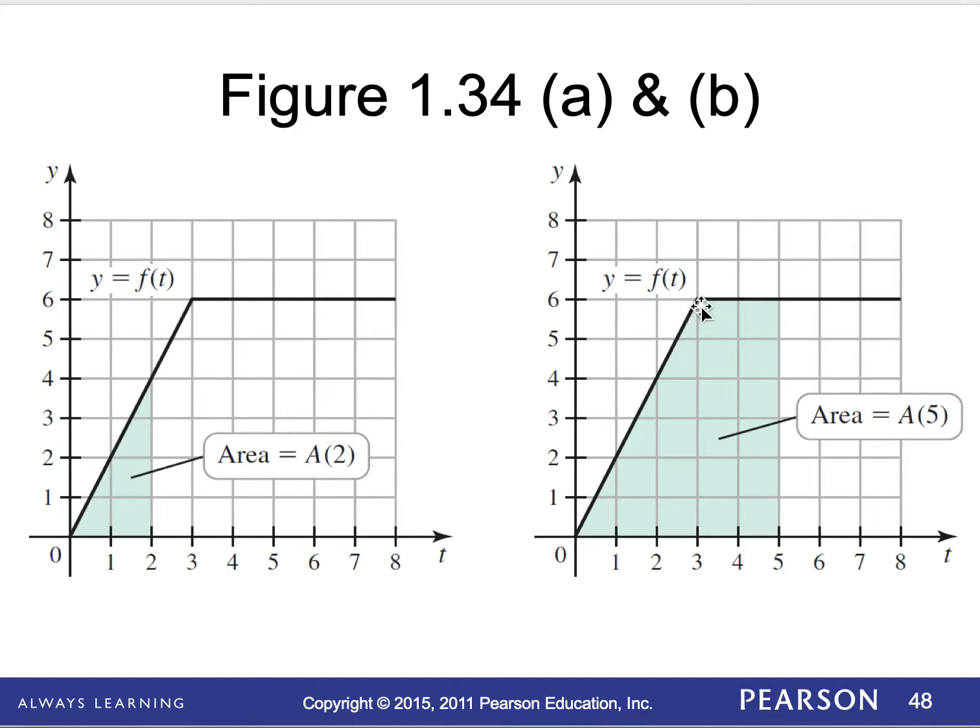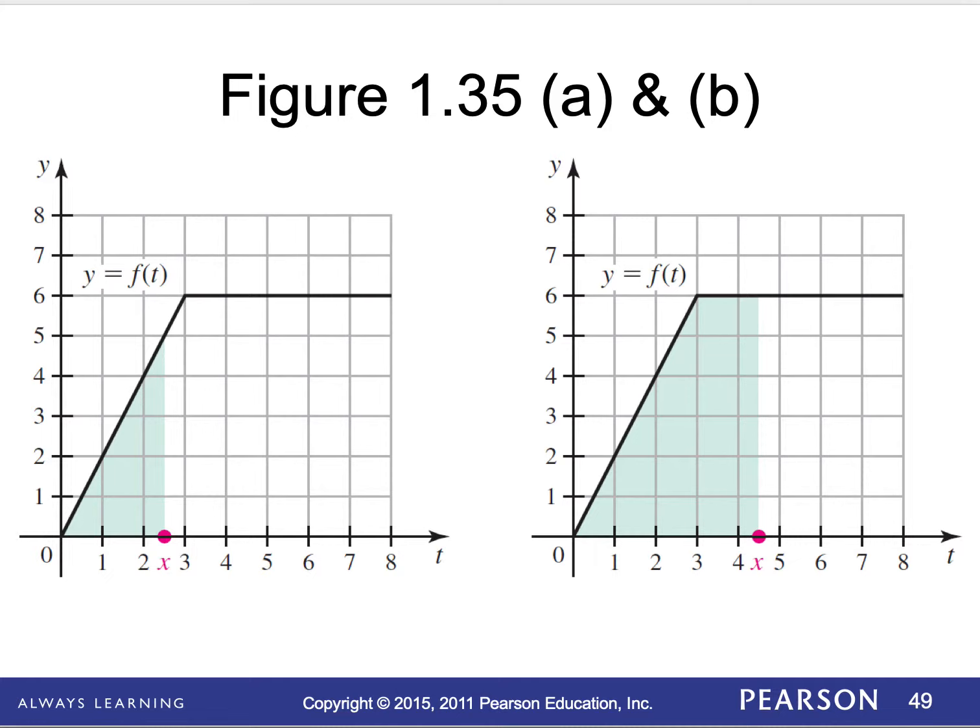Here, I could divide this into a rectangle. So I'd have this rectangle right here, and I would have this triangle. And I could add the area of those two figures together to find the area of 5. So this is a of 5, which means from 0 to 5, the area under the whole piece. I could divide it into two shapes. Again, here's another area figure. I'm trying to work with shapes that I know because I can find the area of shapes that I know.